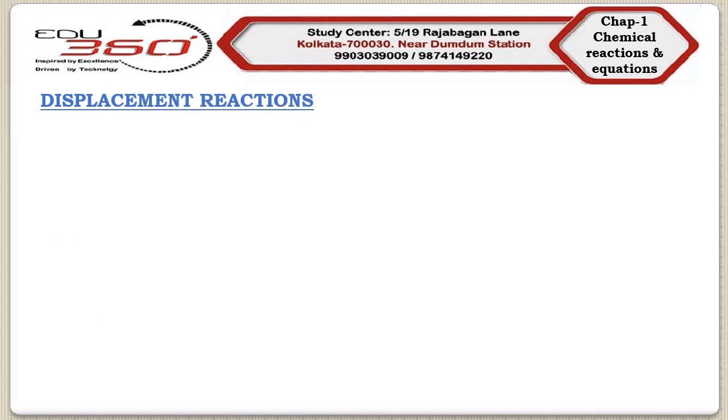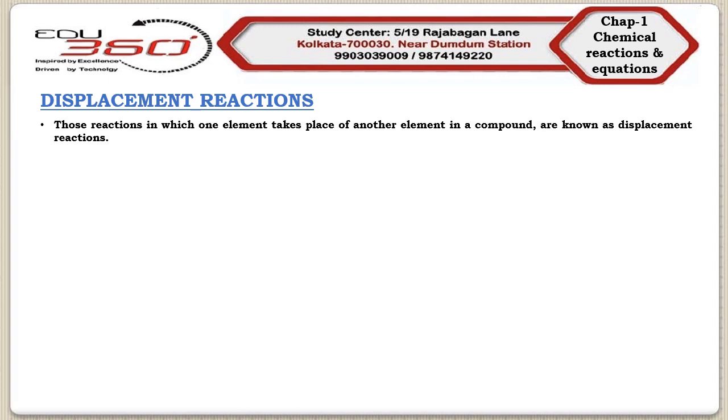There are some reactions in which you will find that in a compound one element takes the place of another element. This type of reaction is known as a displacement reaction. So we can say that those reactions in which one element takes the place of another element in a compound are known as displacement reactions. Generally, remember that the more reactive element will displace the less reactive element from its compound.